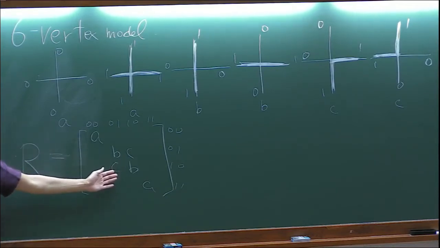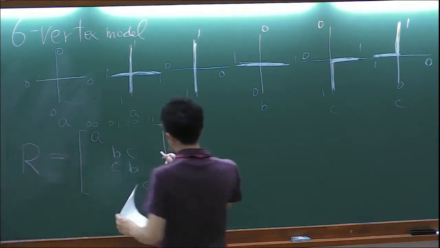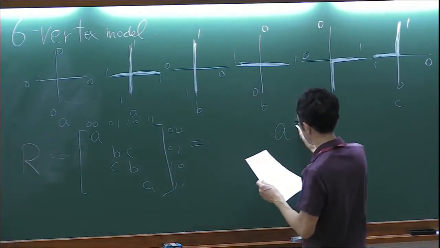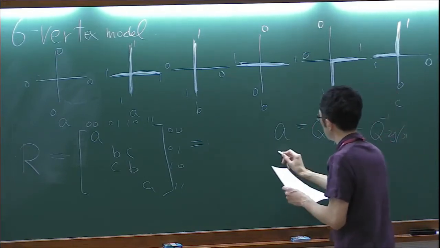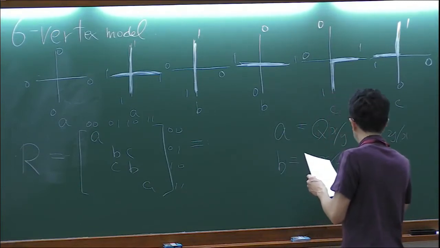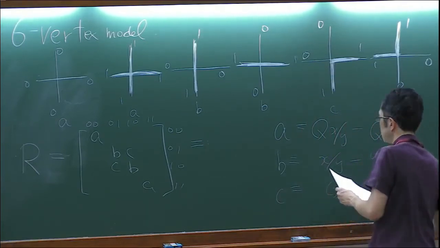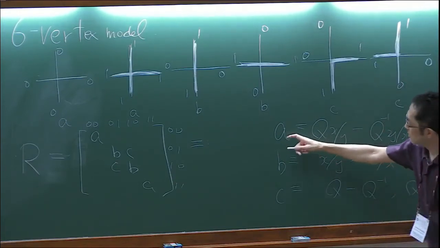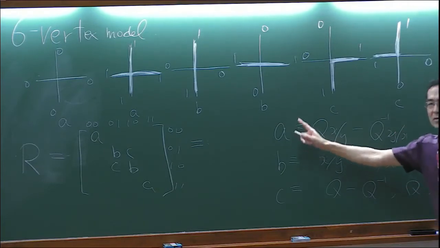If we consider general A, B, C as weights, this is still not exactly solvable. But when we can parameterize these A, B, C in a particular way, if these weights can be written, parameterized in this way, so now A depends on X over Y. In fact, X over Y and Y over X appear. So this is a function of X over Y.